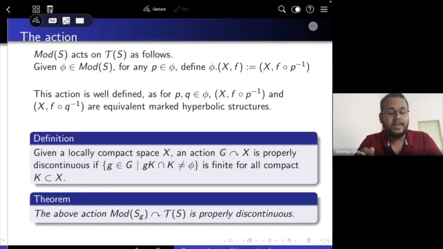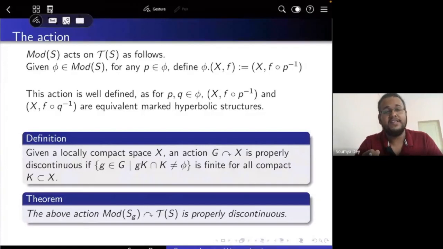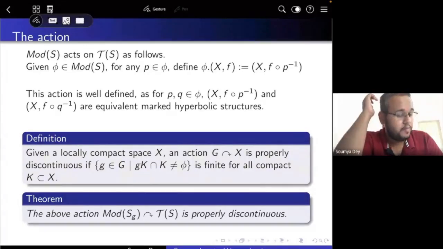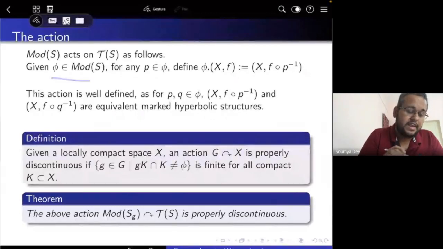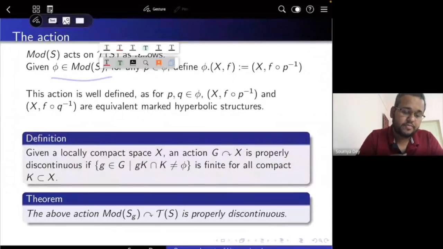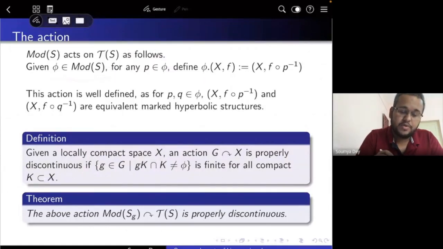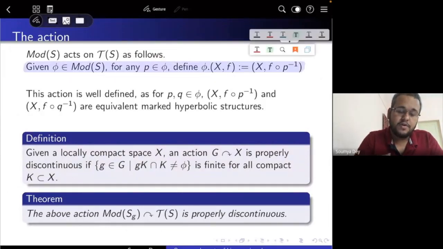Okay. Now let me go about defining the action of the mapping class group on your Teichmüller space. So Mod(S) acts on Teichmüller space as follows. For any element phi in Mod(S), you define phi dot (X, f) to be (X, f composed with P inverse), where P is an element in your phi. So this is the action, and it can be proved that this action is actually properly discontinuous.